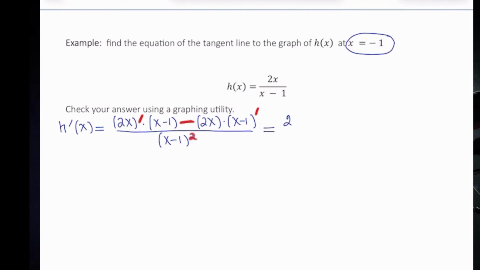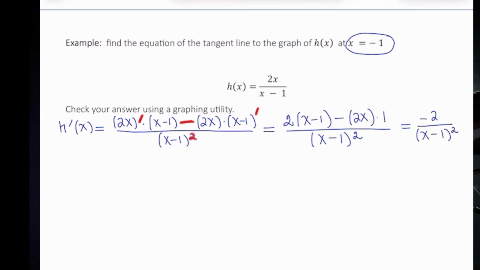So this becomes 2 times x minus 1, minus 2x, and the derivative here is 1. The x minus 1 squared in the denominator stays as is. And notice what's going to happen in the numerator: 2x minus 2x, that's gone. So we're just going to get -2 in the numerator. The denominator is x minus 1 squared. Okay, so that is our derivative.